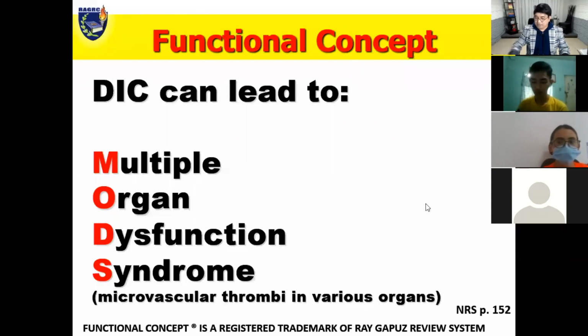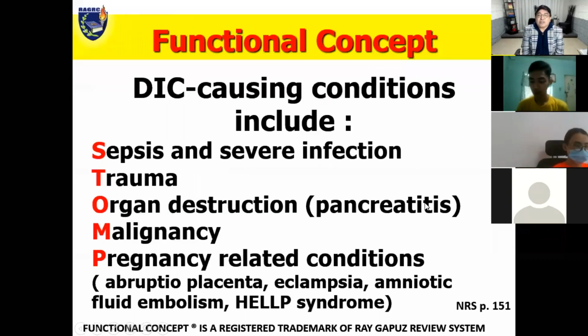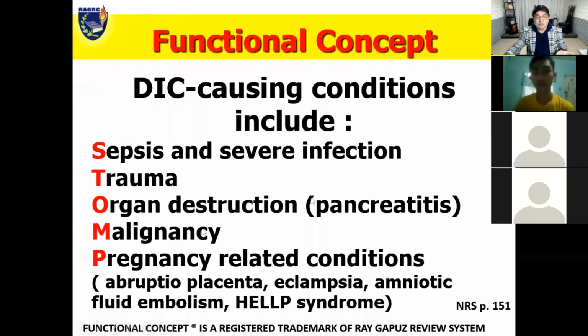Okay, so let's move on. DIC-causing conditions include sepsis or severe infection, trauma, pancreatitis, the autodigestion or destruction of the pancreas, malignancy, and pregnancy-related conditions like abruptio placenta, eclampsia, amniotic fluid embolism, and HELLP syndrome. HELLP is hemolysis, elevated liver enzymes, low platelet syndrome.